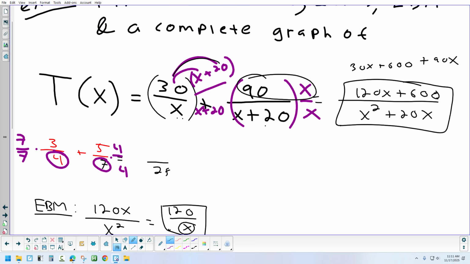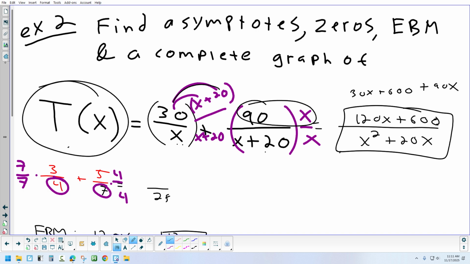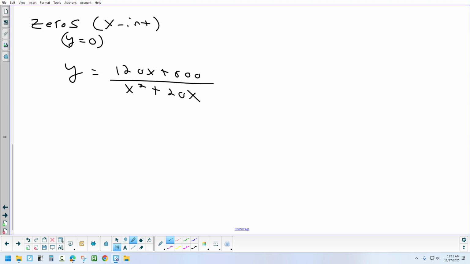All right, so this one, it's going to be easier to look at the second one. Where's my y? I don't see y up on the board at all here. T of x. That's my y. Y equals, and now we have that equation on the other side. So it's y equals 120x plus 600 over x squared plus 20x. Okay, so set that equal to 0, and that is how you find your x-intercepts, or your zeros.